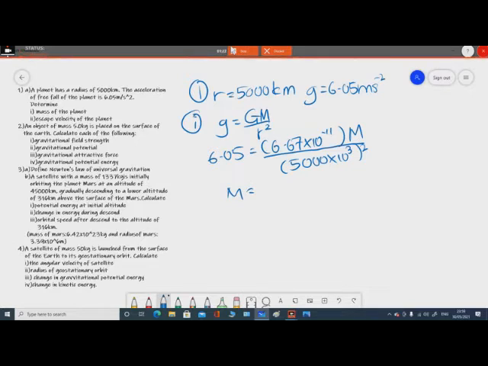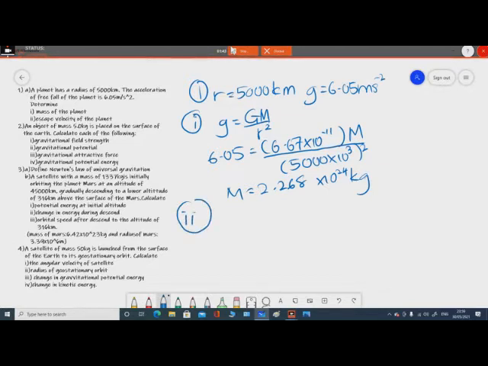Okay, so the final mass we got is actually given as 2.268 times 10 to the power of 24 kg. So this is the first part. As for the second part, the escape velocity of the planet.